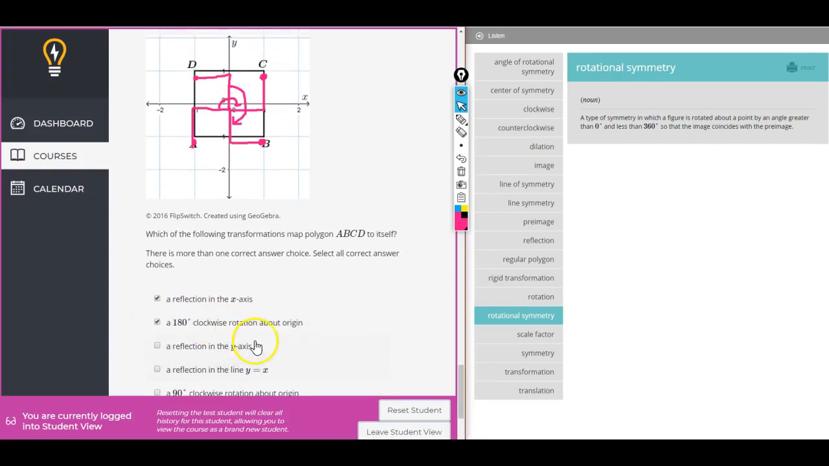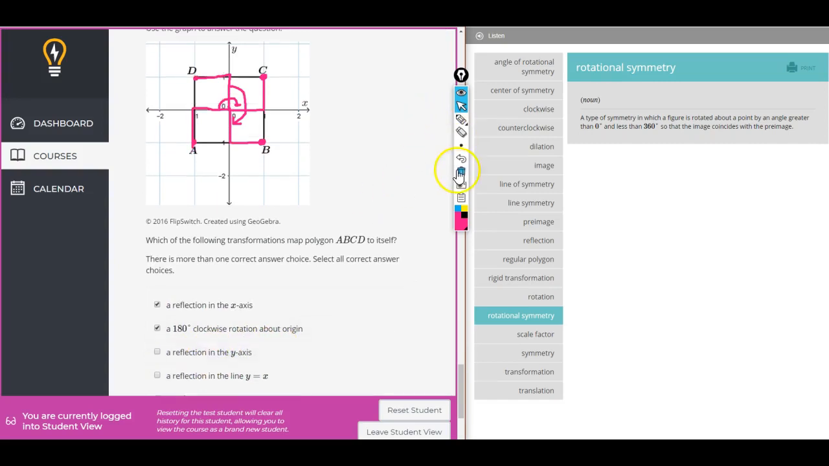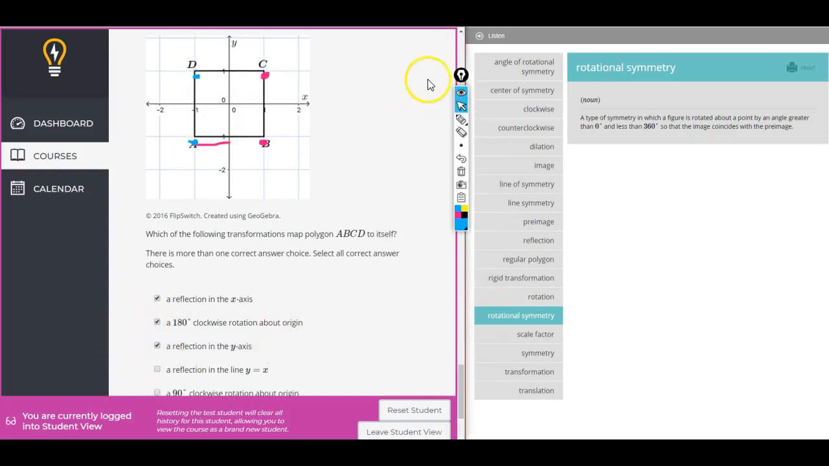So then we would have a reflection in the y-axis. How would we check that? Well, A is 1 unit away from the y-axis in the left direction, so it would end up being 1 unit away in the right direction. Same thing for D. D is 1 unit in the left direction, so now it would be 1 unit in the right direction. B is 1 unit in the right direction, so now it would be 1 unit in the left direction, and C is 1 unit in the right direction, so it would be 1 unit in the left direction. So it would end up mapping itself back onto itself.